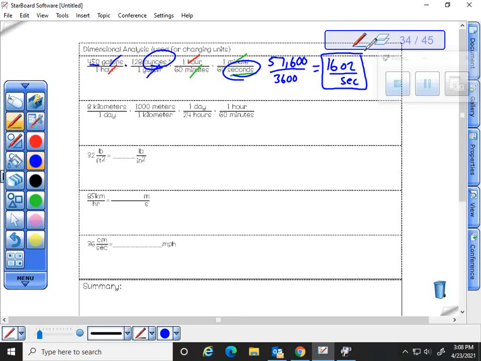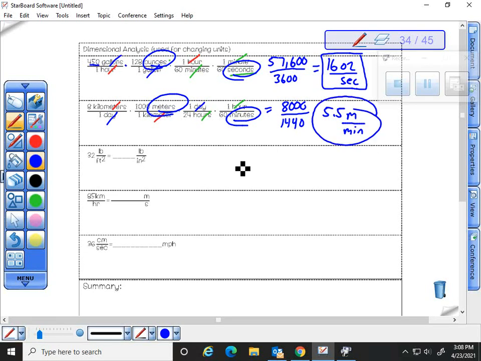Like so. Now the next one, again, very set up nicely. Kilometers will cancel. Day will cancel. Even the hour and hours will cancel. So multiplying across, I get 8,000. And then 1 times 24 times 60 is 1,440. Divide that out, I get 5.5 meters on top, minutes on the bottom. All right, and the other ones we'll take care of the next day.